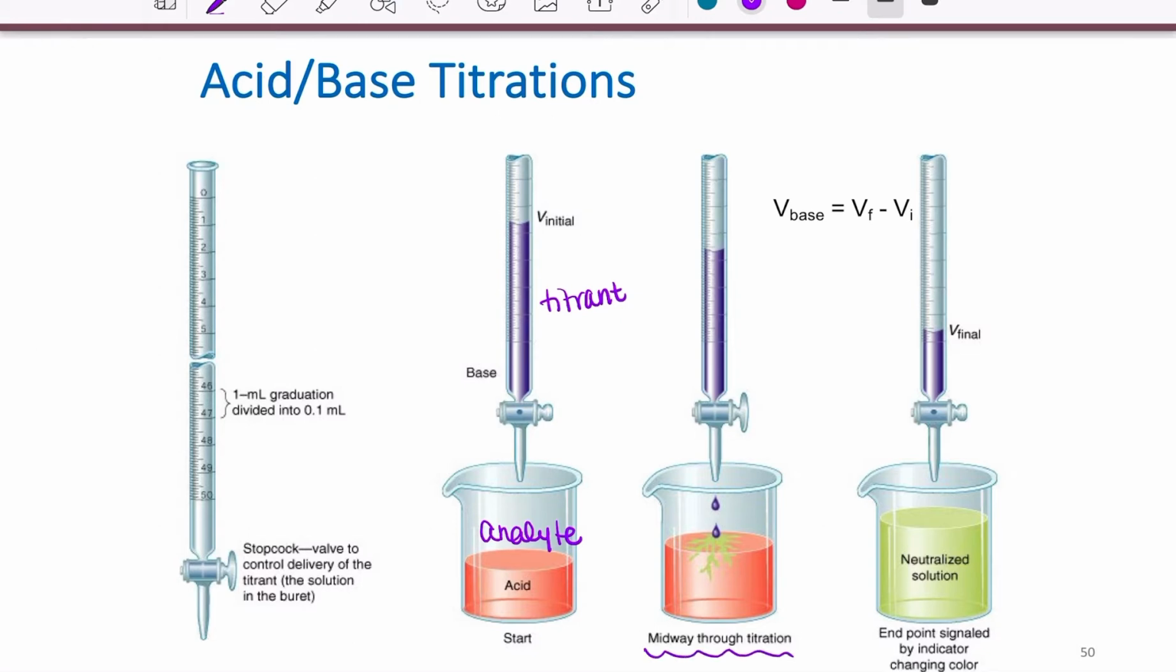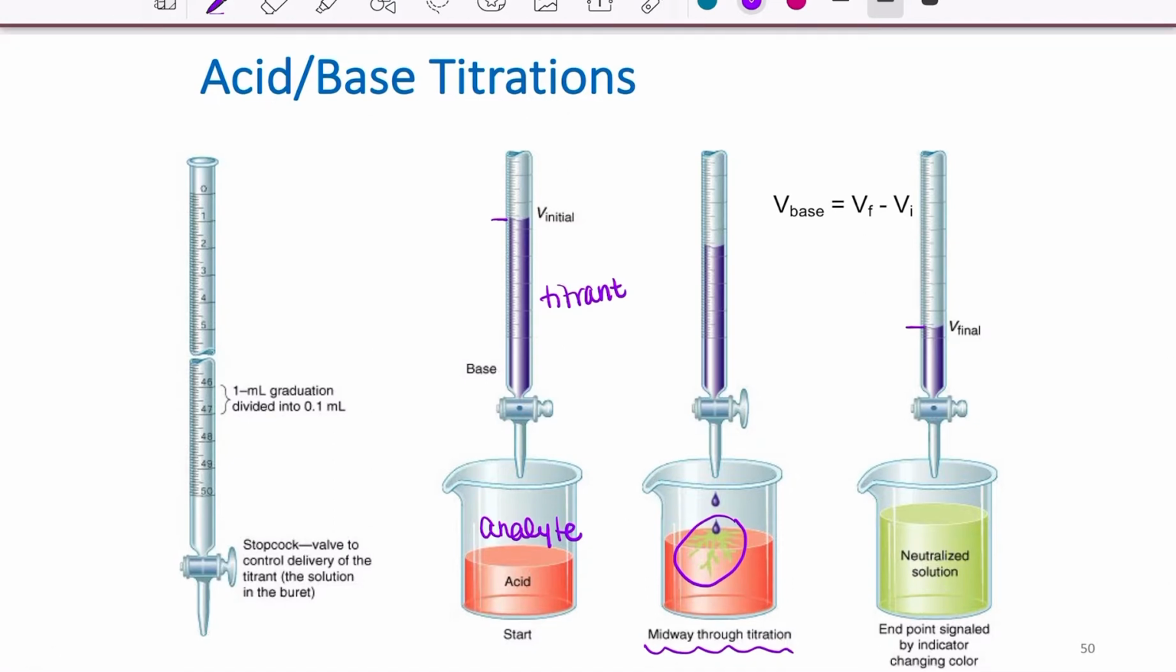Midway through the titration, we're starting to see some neutralization happening, and eventually the neutralized solution is indicated by the endpoint, which is signaled by an indicator changing color. We do read burettes backwards per se. We read the final volume minus the initial volume, because burettes are read from a 0 mL mark, actually 0.00 mL, to 50.00 mL mark. They are graduated to the 0.1 mL, so we estimate to the 0.01 mL.